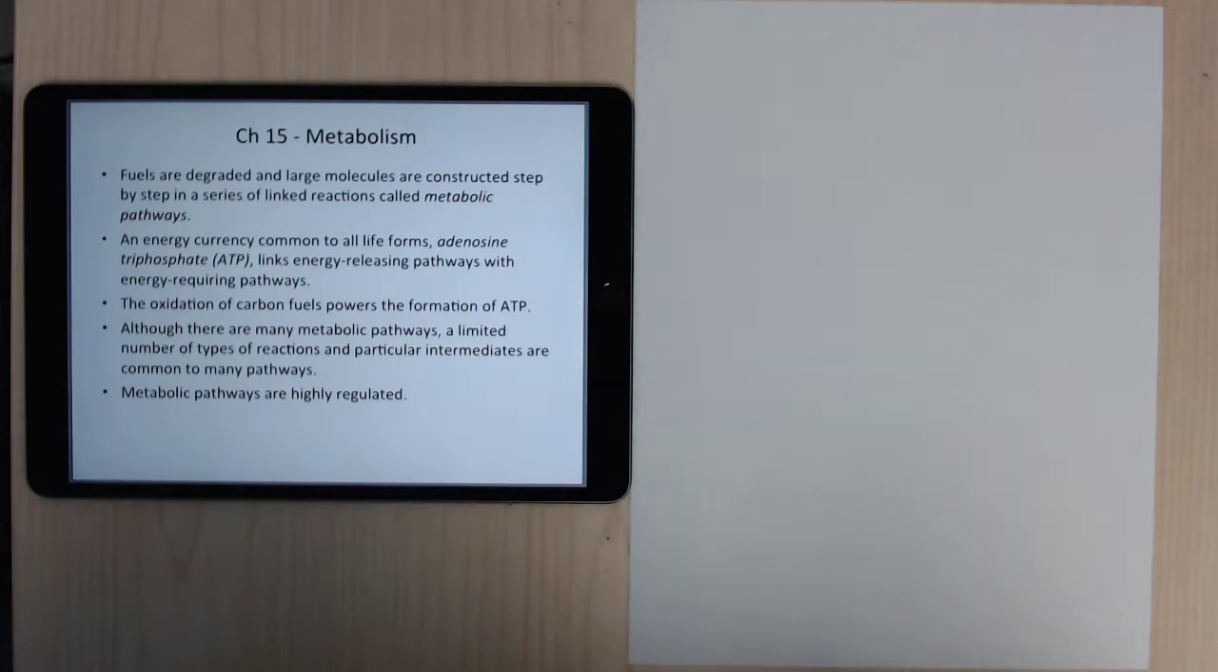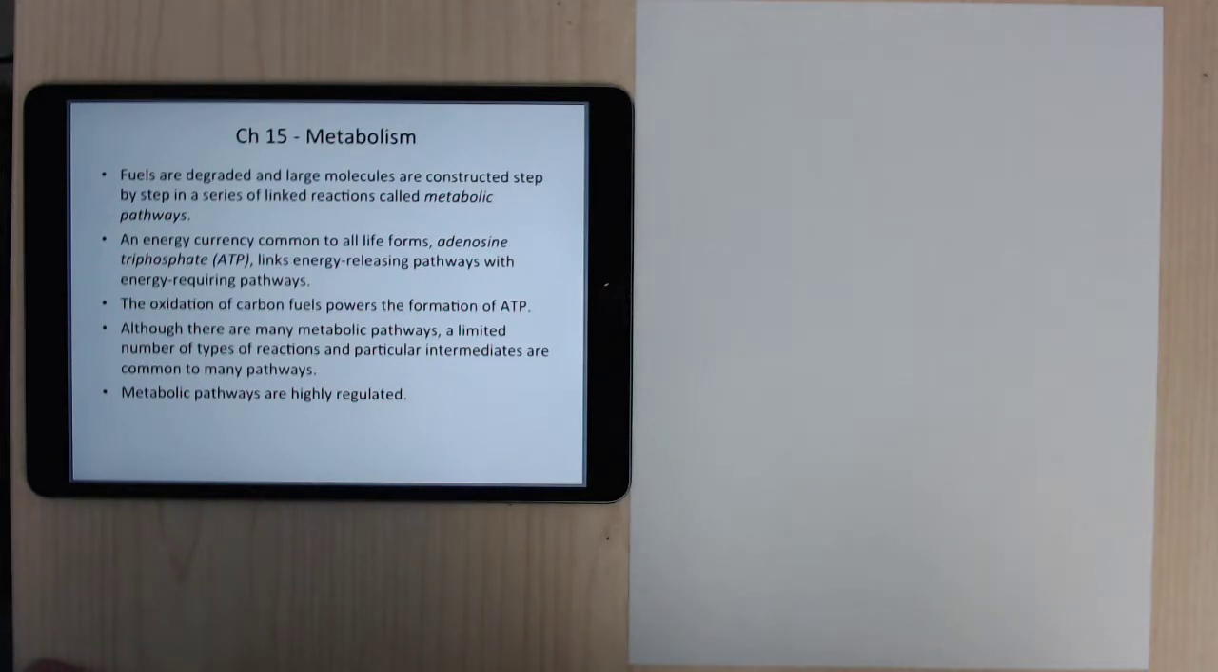The cell mostly just needs to focus on building one major component. If you had separate ones for CTP and GTP and TTP and UTP, you'd have five different metabolic pathways you'd have to work with. So the cell says, okay, we're going to focus on ATP as our currency, and create the other ones as needed.